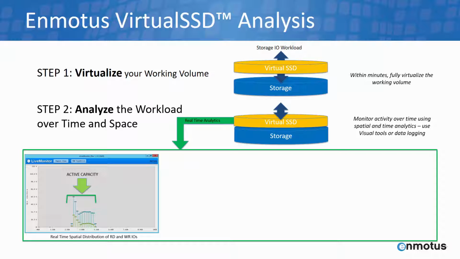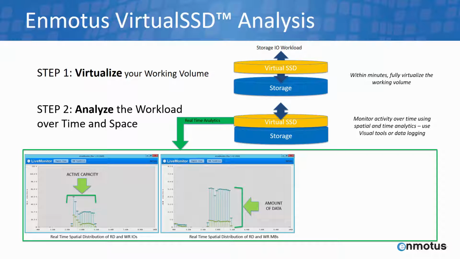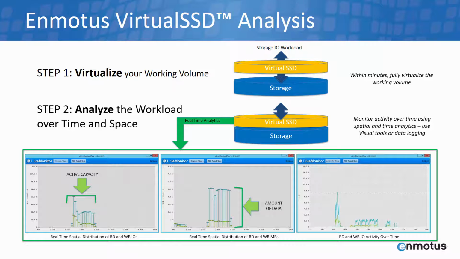We can also determine the volume of data that has been accessed over time in the active region of the disk. Lastly, we can determine the intensity of the data traffic over time. This is all before we add flash to the storage. Once we have a handle on the amount of flash we need, we can now proceed to add just the right amount of flash.